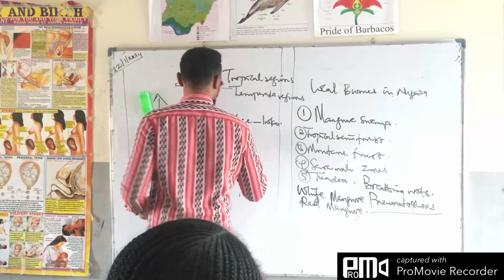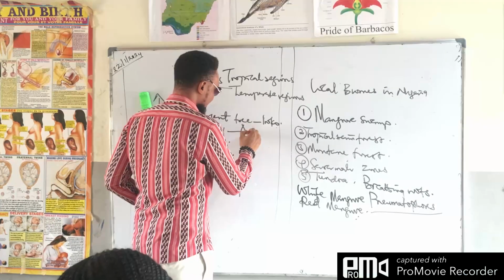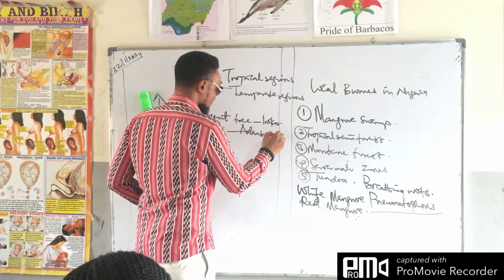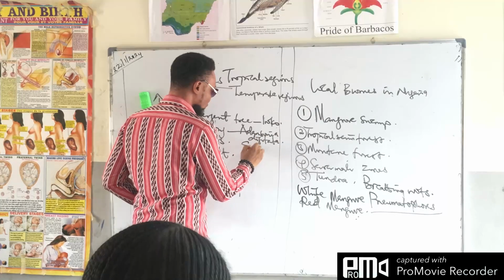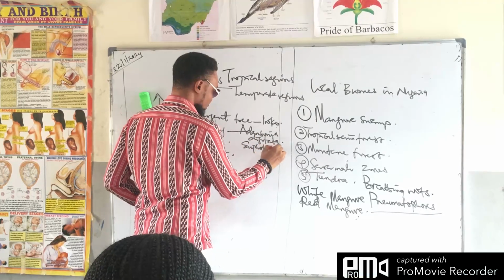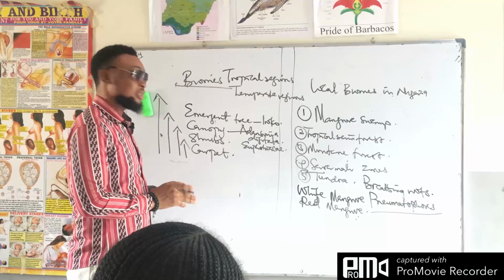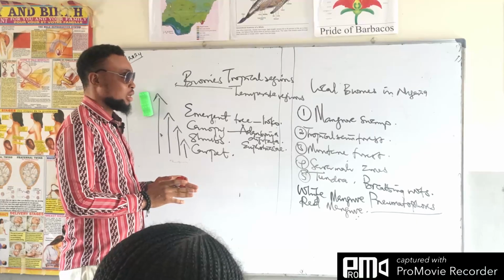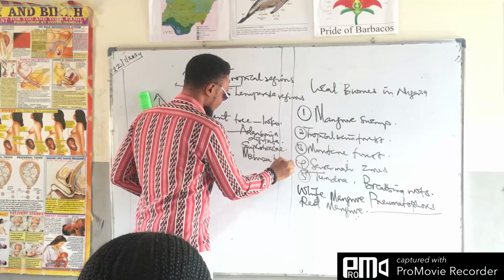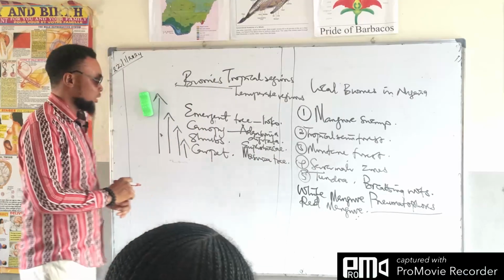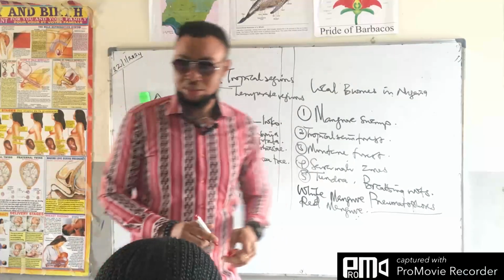Then your canopy, you have your Adansonia digitata. You have your plants like your Euphorbiaceae. You have your plants like a Masonia tree, and so on. These are canopy trees. They're the second tallest in the forest.